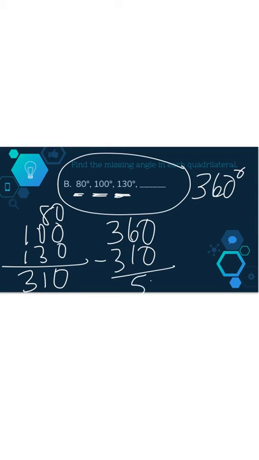Find the missing angle in each quadrilateral. You're given 80 degrees, 100 degrees, and 130 degrees, and remember they all add up to 360 degrees. So when you add 80, 100, and 130, you get 310. Subtract this from 360, and you will find the last angle measure is 50 degrees.